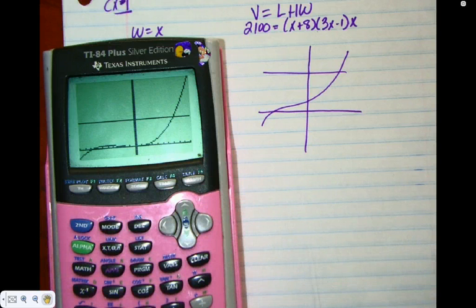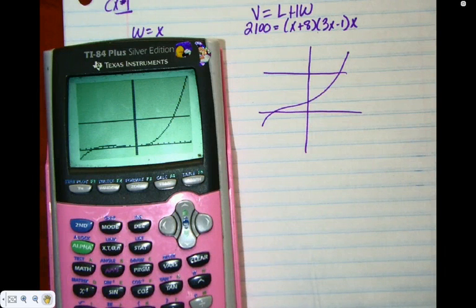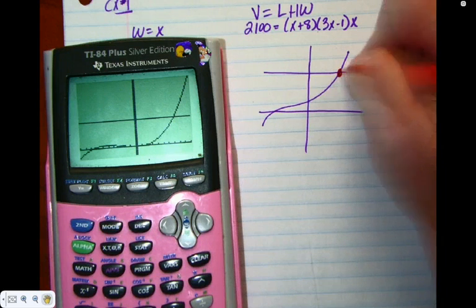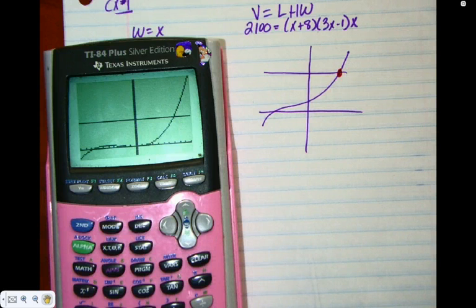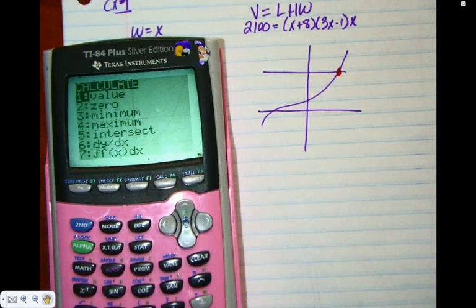I just sketch what you see. In essence, I could just do the first quadrant, but just do what you see. It's just telling me I looked at my calculator, this is what was there. We need to mark that point. How do we get the calculator to give us that point? Second, calc, intersect.